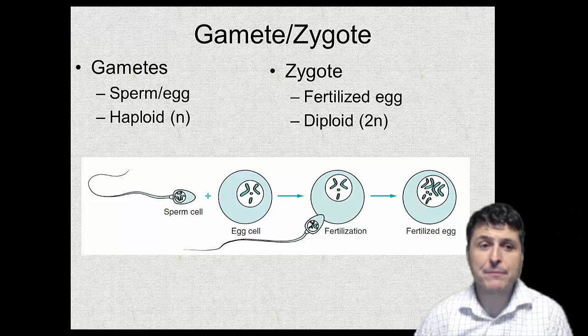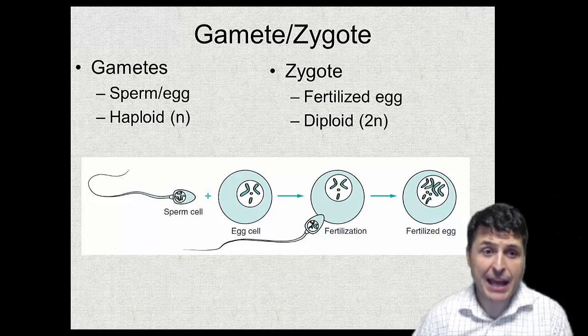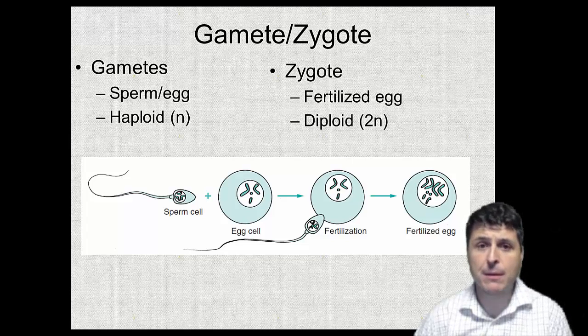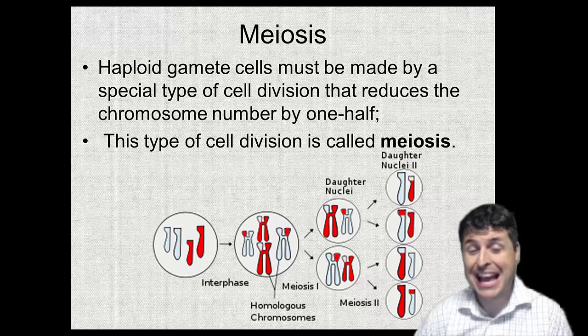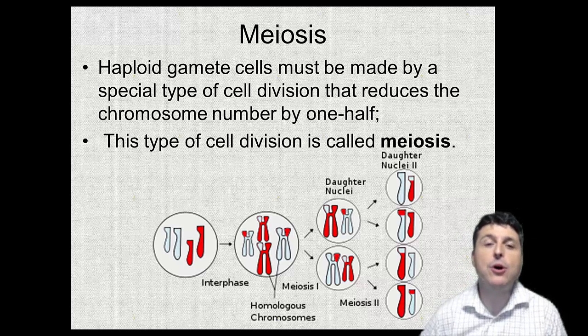So to recap, gametes are simply sperm and egg, and they are haploid cells. They have half the chromosome number. The zygote, on the other hand, is our fertilized egg. The zygote results from the fusion of one sperm and one egg to produce a diploid cell that contains two sets of chromosomes. Now, to produce these haploid cells, we need a specialized process, and that specialized process is called meiosis.